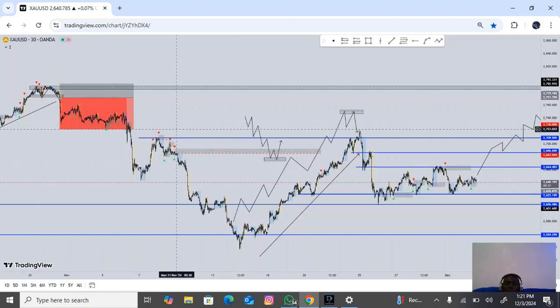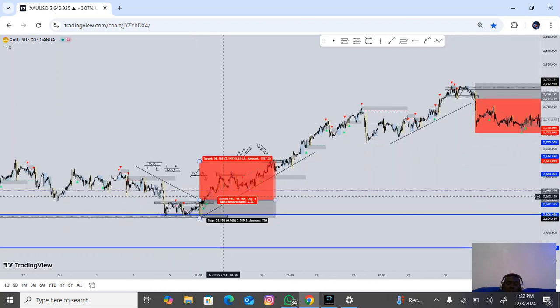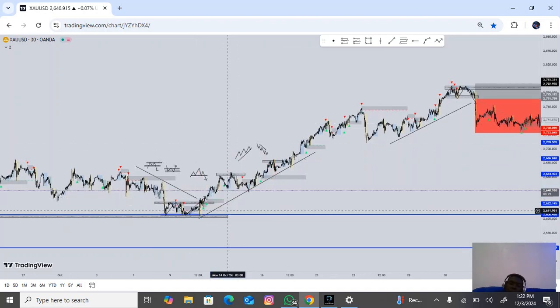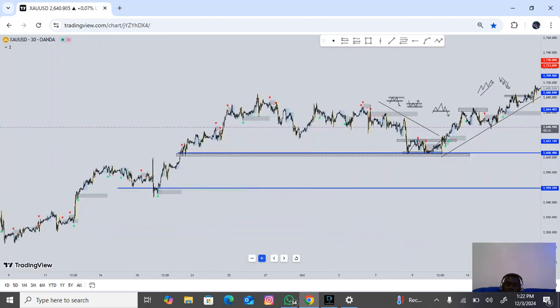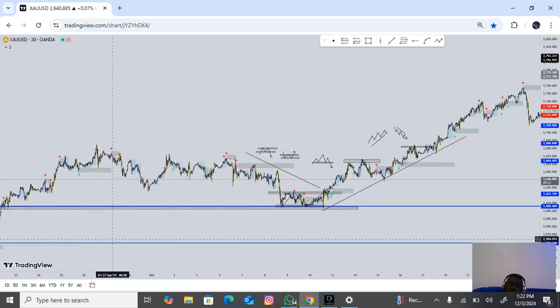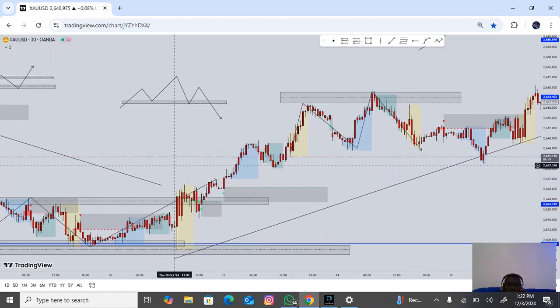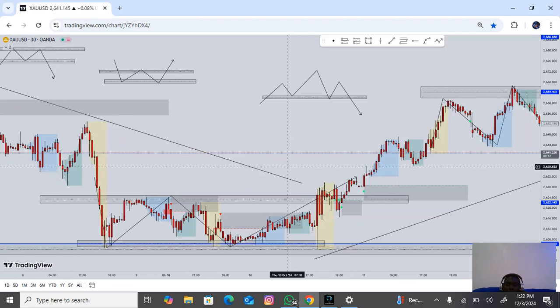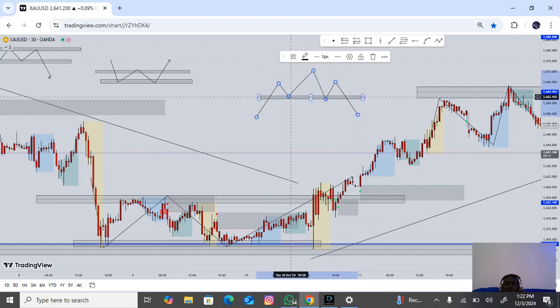All right, I just finished talking about double top and double bottom. Now the next is head and shoulder patterns. Right, so let's zoom in now.